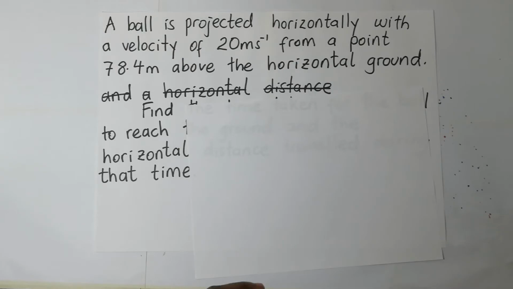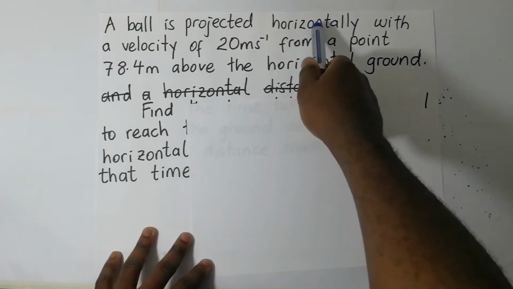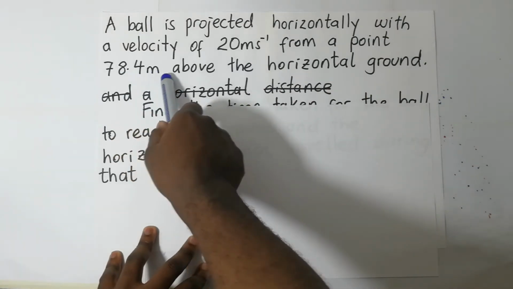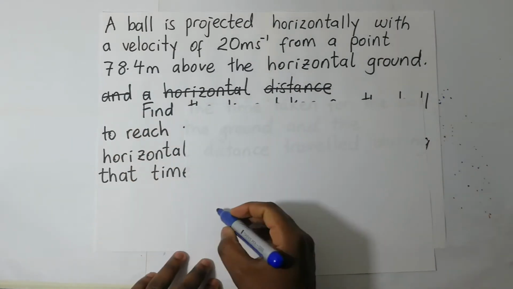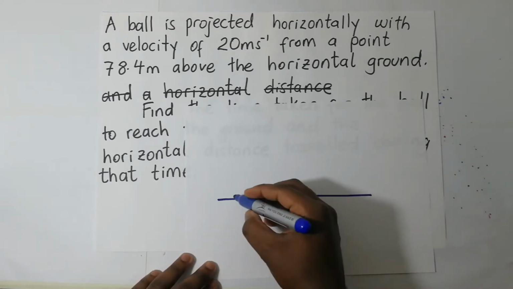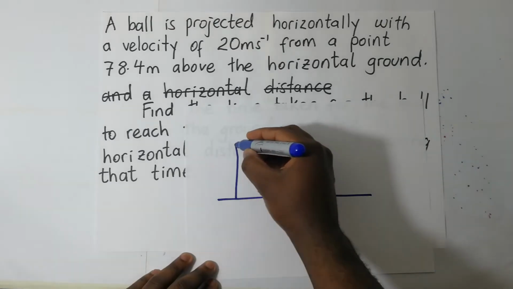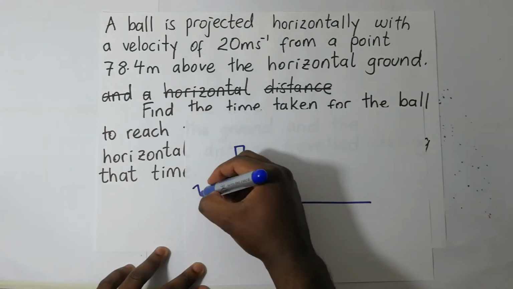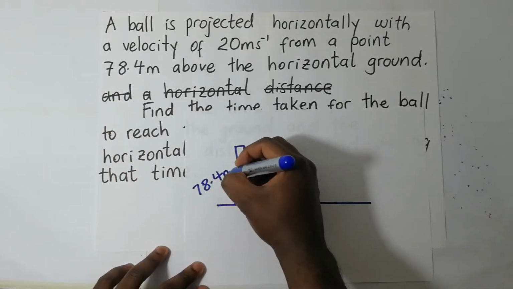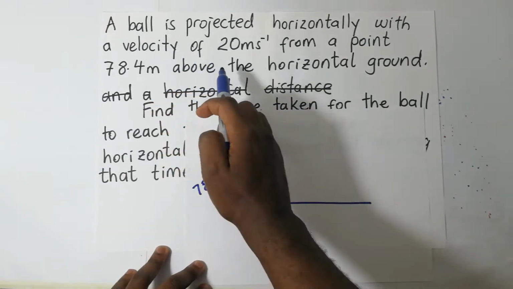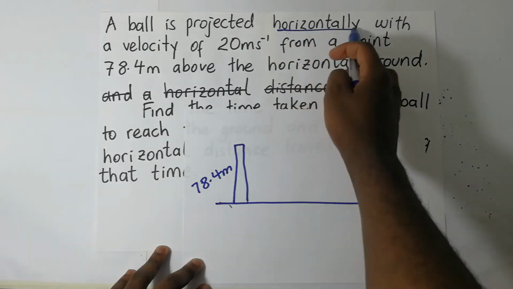So they are telling us that a ball is projected horizontally with a velocity of that from a point 78.4 meters above the horizontal ground. So we have a horizontal ground here, as you can see, right? And at a certain point, the question says, and this point is 78.4 meters above this horizontal ground, a ball has been projected. That a ball is projected horizontally.